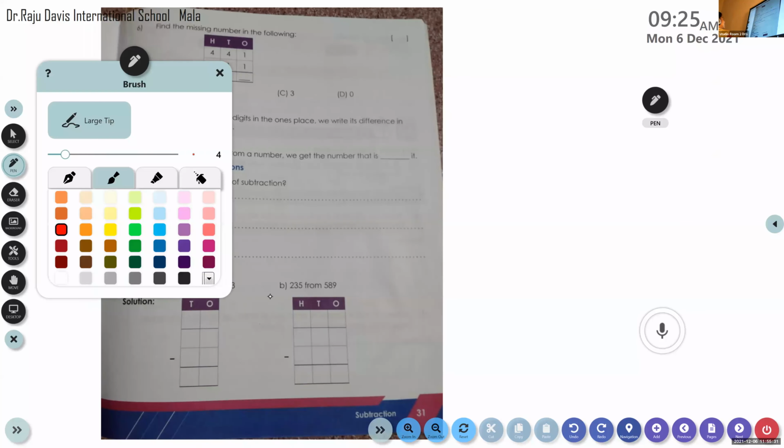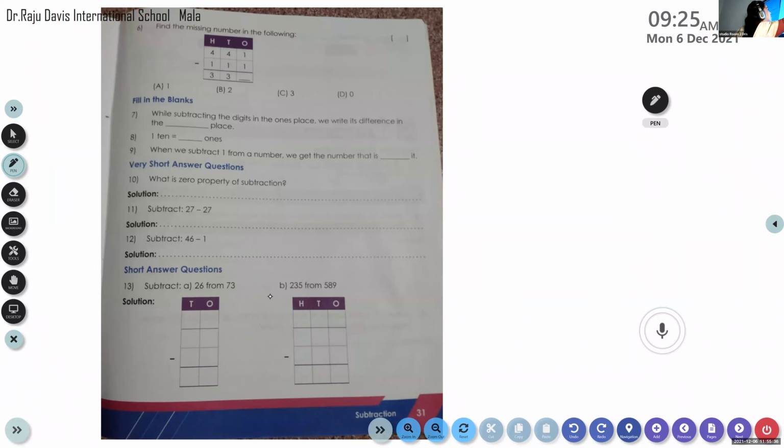Now the next question, question number 6. Okay, Ishan Krishna, unmute and tell me the answer. Find the missing number in the following. Ishan, yes, unmute.